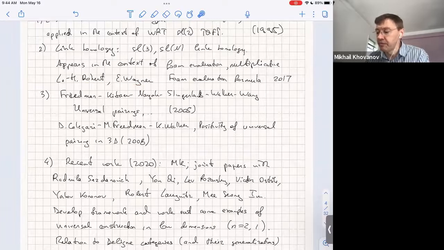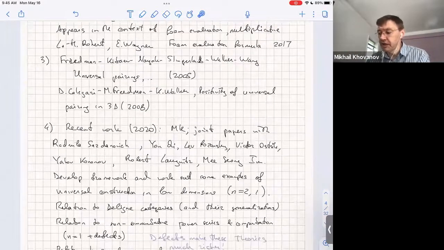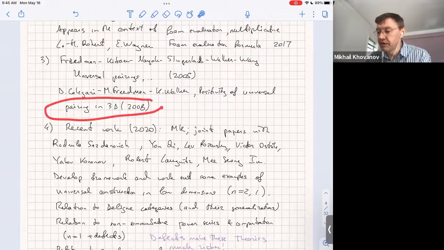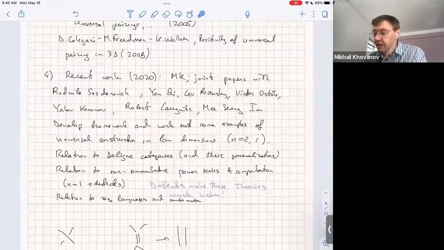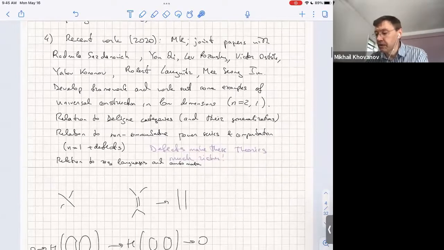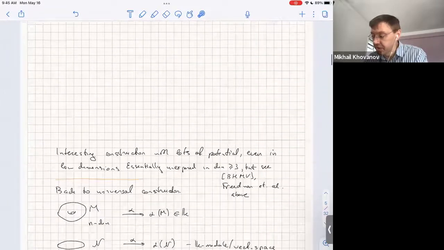And then you can also find this in the papers of Mike Freedman with Kitaev, Nayak, Walker, Slinger, and Wang, his work with Calegari and Walker. Then they do this universal construction, but in the case when the evaluation has no relation, so to speak, your ring K is just whatever manifolds generate, and they have a positivity result for the pairing in dimension 3, and examples in dimension 4 where the pairing is not positive. And then recently we've played with examples in low dimensions, and we get interesting results on this. So let me tell you some of those structures.